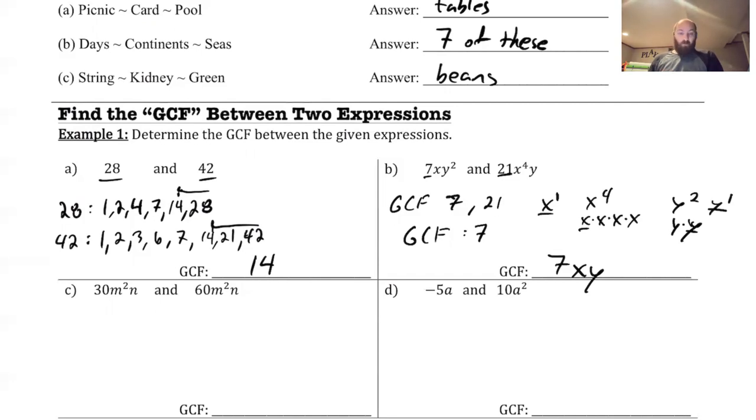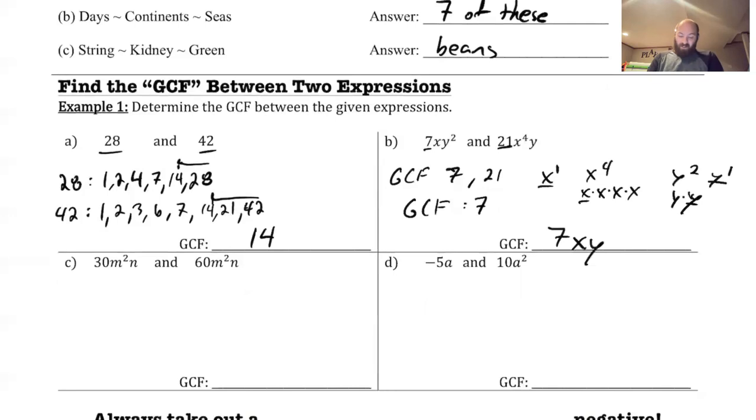Okay, so for part C here, 30 and 60, again, 30 can go into 60, so that's going to be my greatest common factor. We got m squared and m squared. They actually just have m squared in common. And then n and n, so I have n in common. That was pretty straightforward. Negative 5a and 10a squared. So we can take out, well, for GCF, this one can go either way, but I can do a 5, or I could do a negative 5. Then I look at a and a squared.